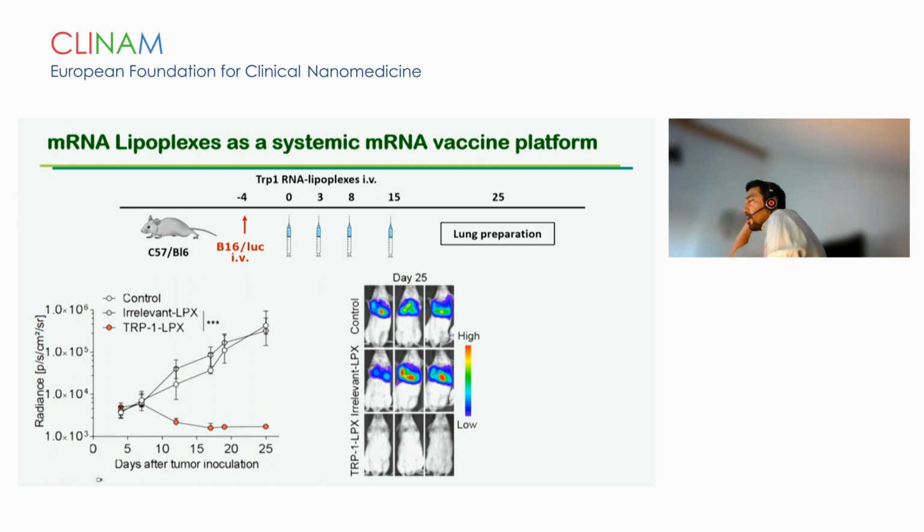And of note, all these experiments are therapeutic tumor experiments. We first inoculate the tumor and then come in with the RNA. And these are the lungs of the mice that are free of the tumor nodules.